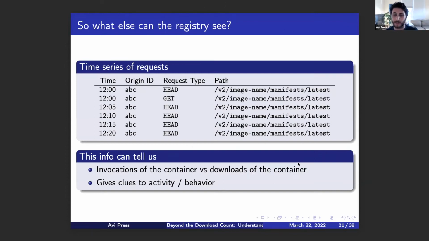Yeah, so what else can the registry see? I think one of the most important things here is actually the time series information. If we were looking at an example of the request logs to the registry, we might see a single source of traffic that first calls head and then immediately fetches the latest version of an image. And then every 5 minutes, they check in again with a head request to see if there have been any updates. So what does that tell us? This can give us clues about the behavior of this user. It can tell us about invocations versus downloads of the container potentially as well.